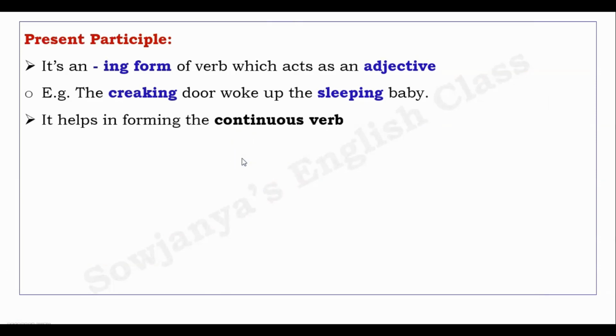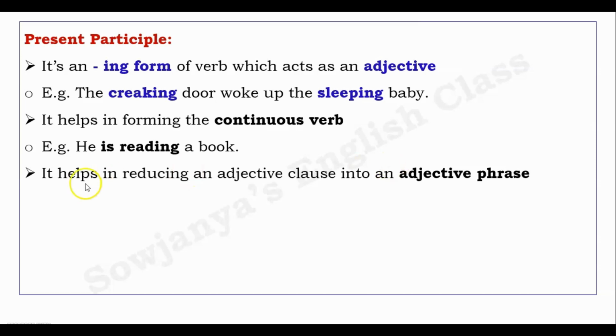It helps in forming the continuous verbs, in the sense present continuous, past continuous, future continuous, present perfect continuous, past perfect continuous, future perfect continuous. So all these six continuous verbs can be formed with the help of present participle. For example, he is reading a book. Is reading, present continuous. Was reading, will be reading, has been reading, have been reading, had been reading, and so on. Continuous verbs can be formed with the help of this V1 plus ing, which is nothing but present participle.